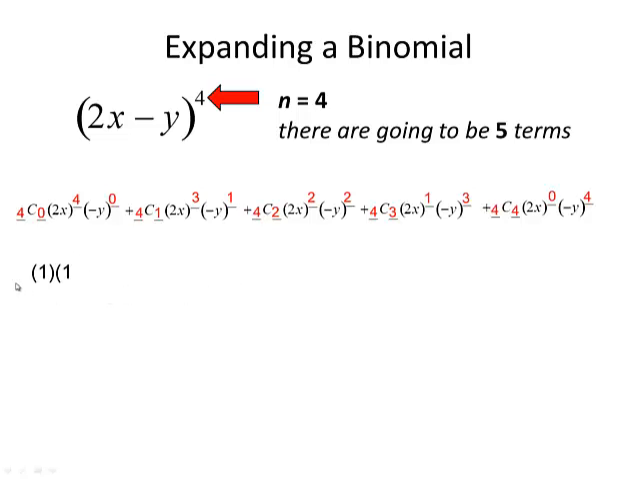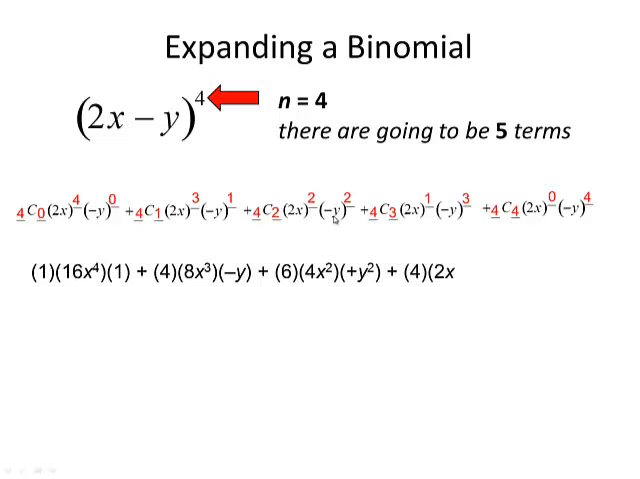So here we're going to write this out. 2x to the 4th power is 16x to the 4th power. This is a 4. 2x to the 3rd is 8x to the 3rd. And negative y to the 1 is negative y. 4C2 is 6. 2x squared is 4x squared. Negative y squared is positive y squared.